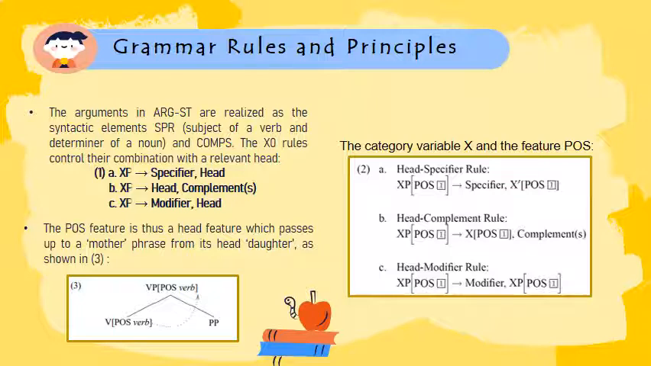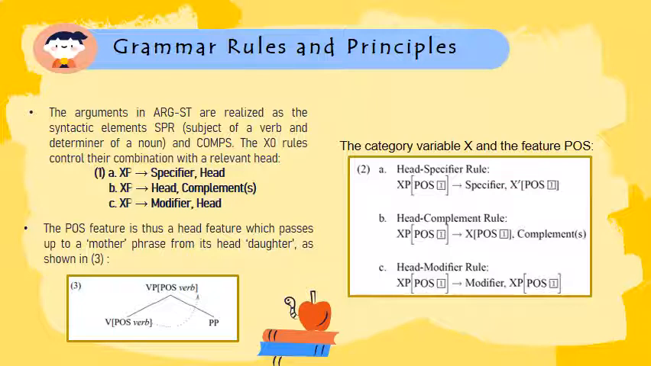Rule 1a represents the case where a head combines with its specifier. For example, a verb phrase with its subject and a noun with its determiner, whereas 1b says that a head combines with its complements and forms a phrase. 1c allows a combination of a head with its modifier.